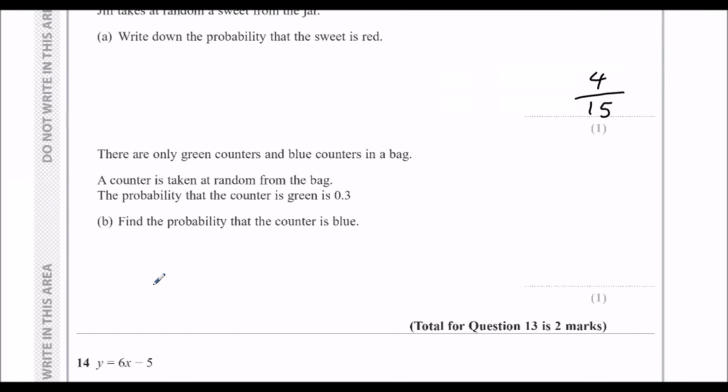There are only green counters and blue counters in a bag. A counter is taken at random. The probability that it's green is 0.3. Find the probability that the counter is blue. There's only blue and green, so they have to add up to one whole. So to find the probability of blue, I can do 1 minus the probability of green. 1 minus 0.3 is 0.7.